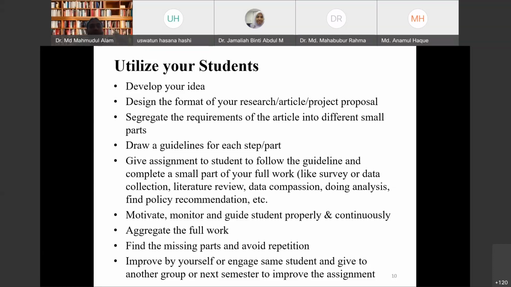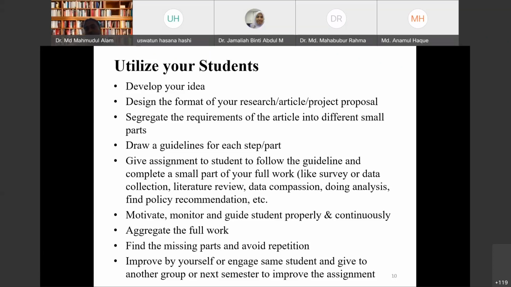They can design it for you in a better way, and you segregate the whole thing into different groups and give different groups work on it. And then later on in the semester break, when you have all the assignments, you can merge them, update them, improve them, and draw a guideline step by step for them. Give the assignment to a student to follow the guideline and complete a small part of your full work. Design the full work. Suppose you want to design a survey, then you segregate the work and give it in different parts. Or suppose you want to update the data from online, so they will collect the data from different websites and make a compilation of the data. And motivate them, monitor them, and guide them properly.